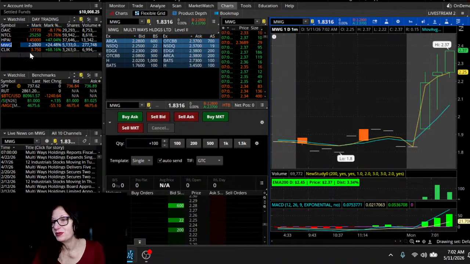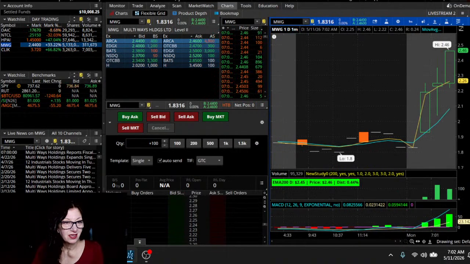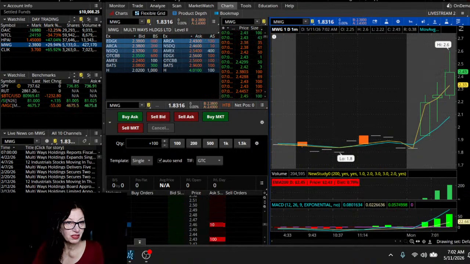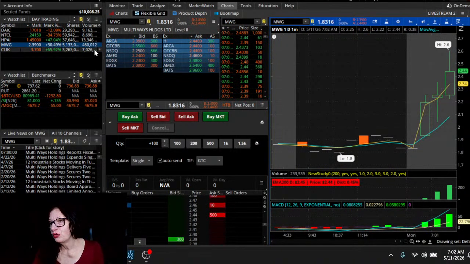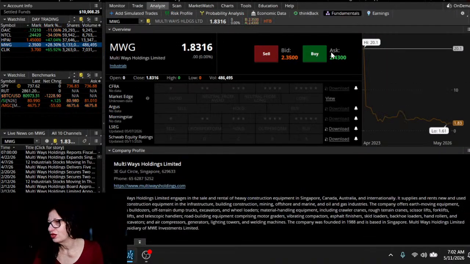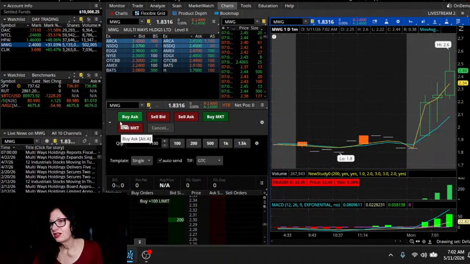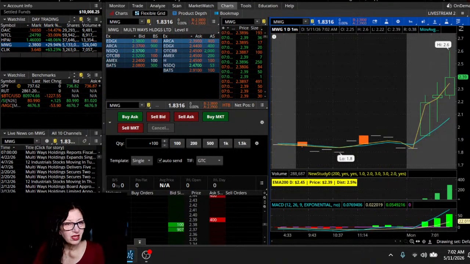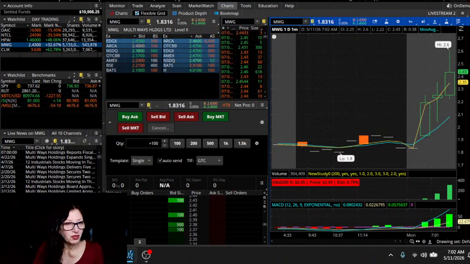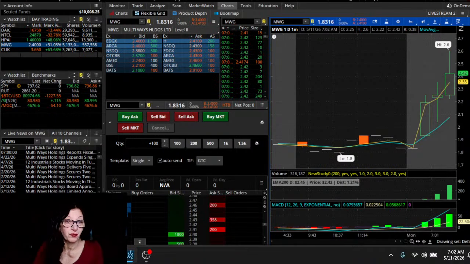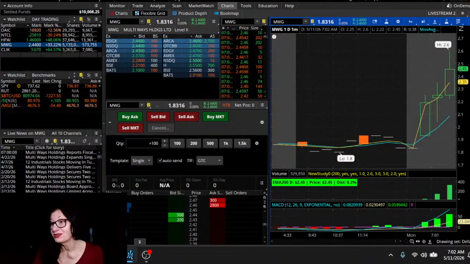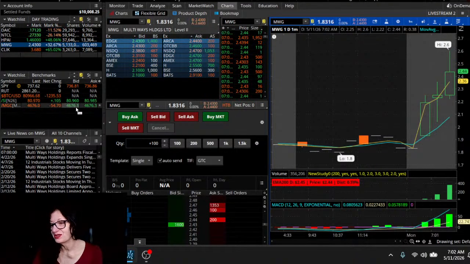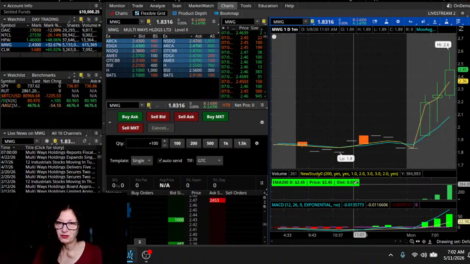Let's see. Okay, MWG has news. The float is only 1.6 million, with good relative volume. Okay, this looks good. The total volume isn't quite 500,000 yet, though. It's hard to borrow. All right, so now it's over 500,000. Multiways Holdings reports fiscal year 2025 results. Revenue grows 44%. That's really good news. Good earnings news. Oh, I like how this flips red and green.